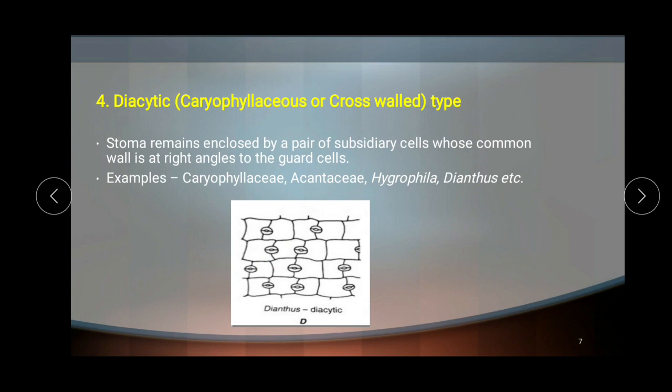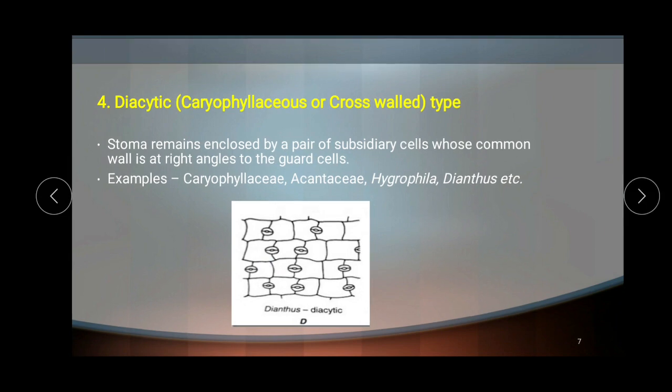And the examples of this type include the members of family Caryophyllaceae, Acanthaceae, and the genus Hygrophila, Dianthus. They show this type of stomata.